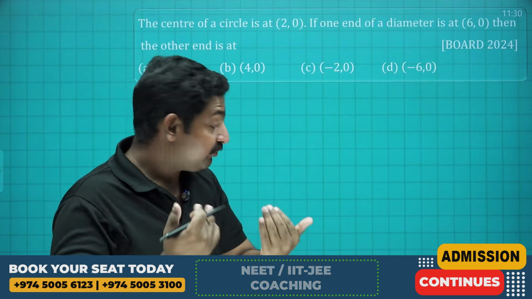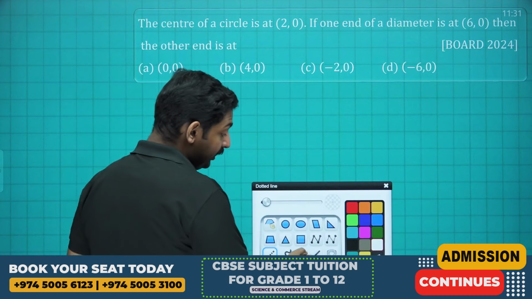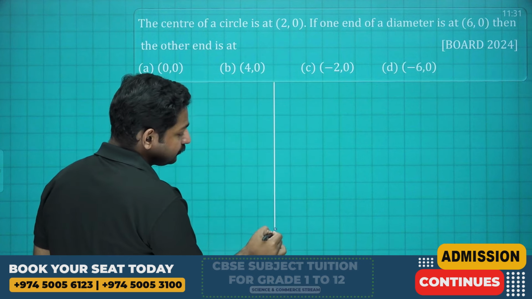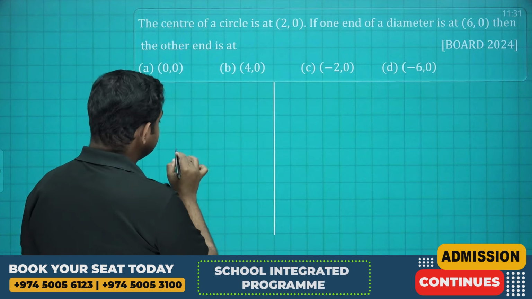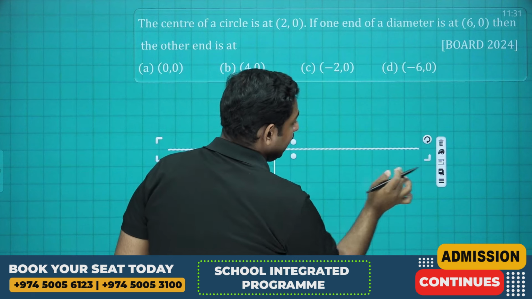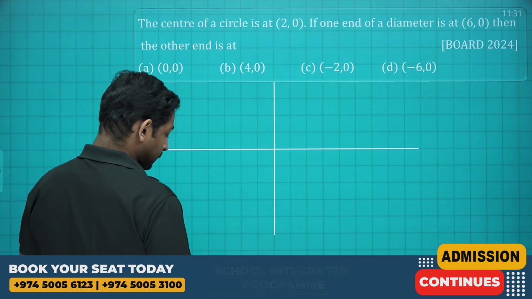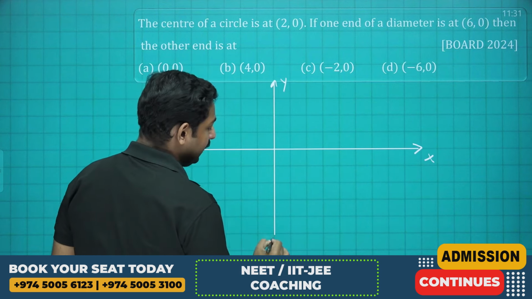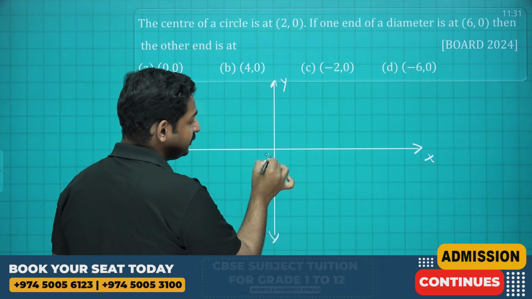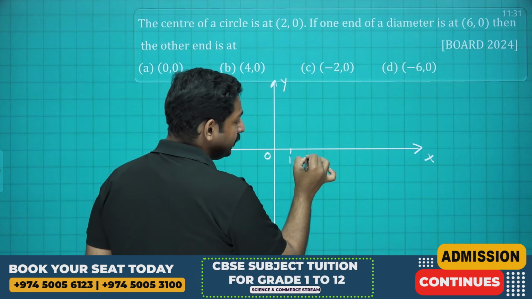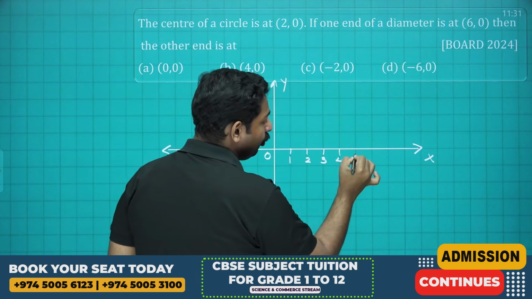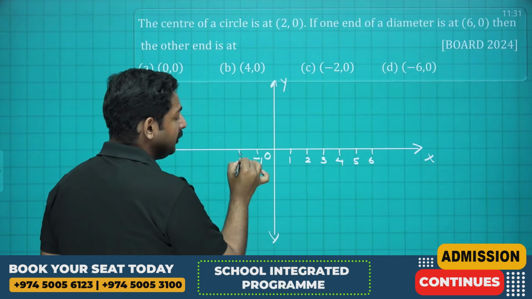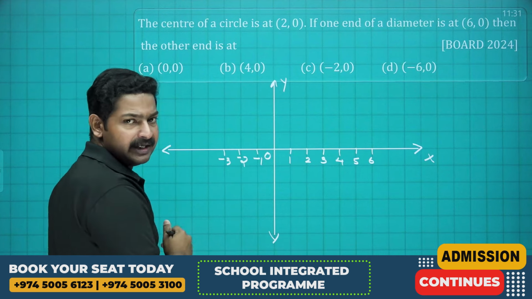Okay, so we can easily find this by drawing the axis and plotting the points. Suppose I am drawing the x-axis and the y-axis. This is the origin, and these are points 1, 2, 3, 4, 5, 6. And here it is -1, -2, -3. That's only what is needed. Okay, fine.